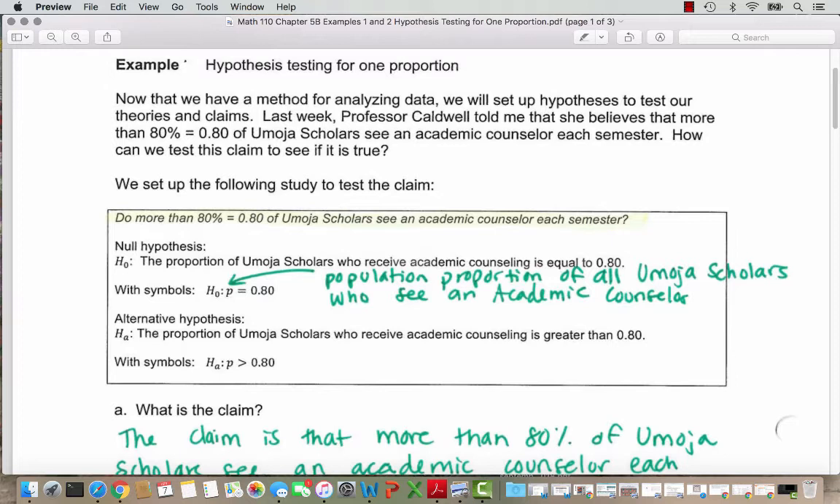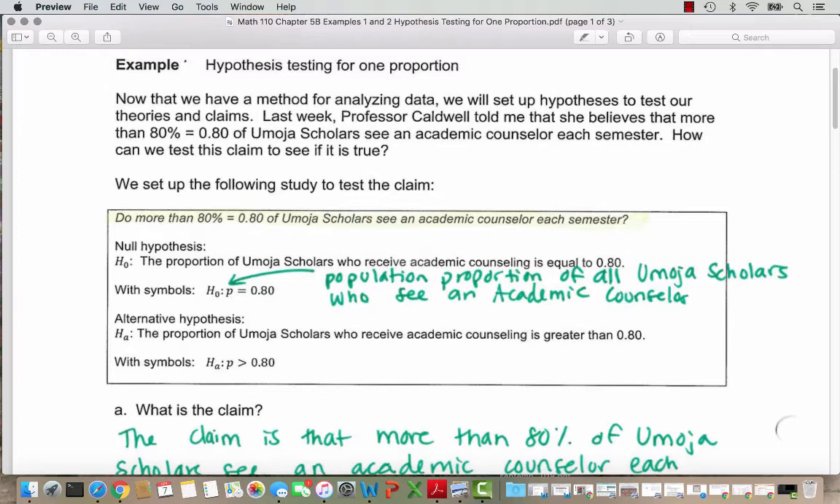Now that we have a method for analyzing data, we will set up hypotheses to test our theories and claims. Last week, Professor Caldwell told me that she believes that more than 80%, or 0.80, of Umoja scholars see an academic counselor each semester. How can we test this claim to see if it is true? We set up the following study to test the claim.